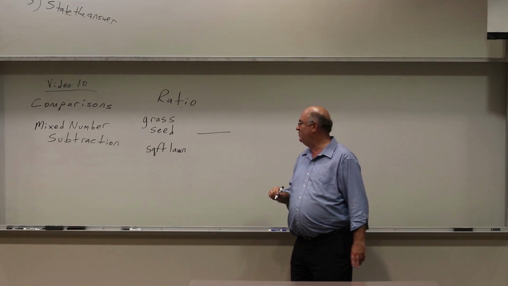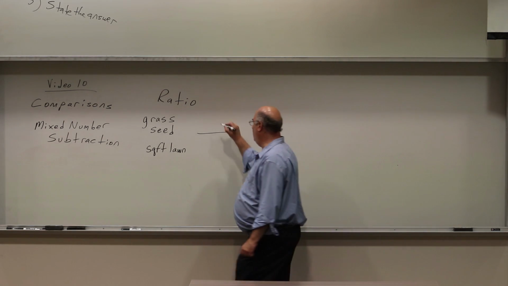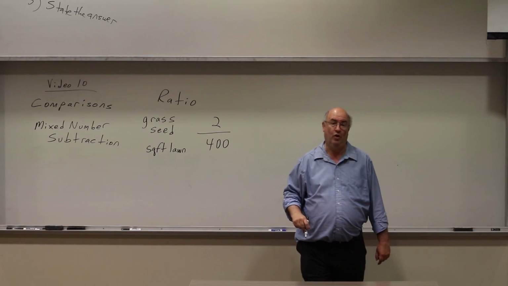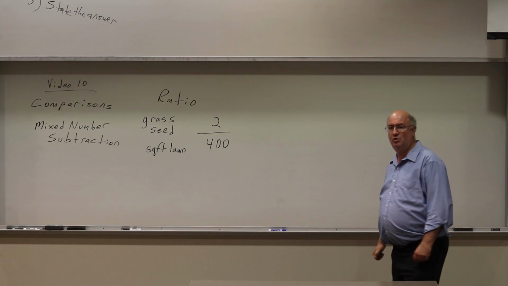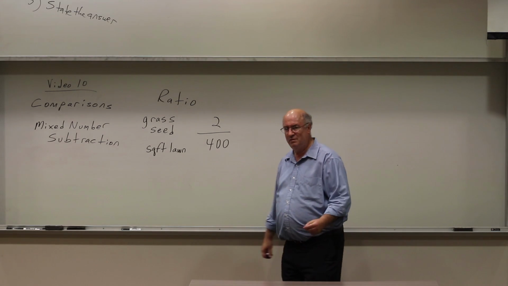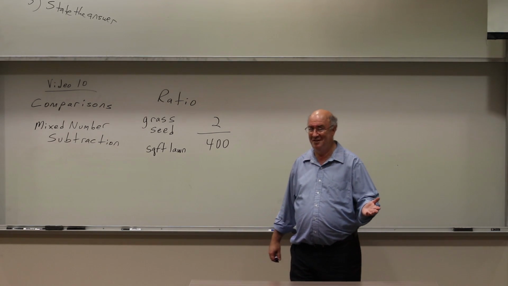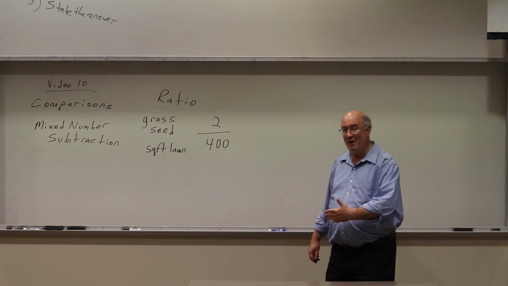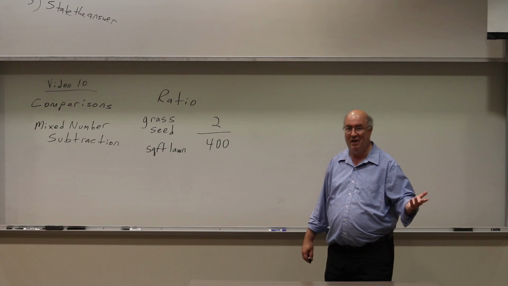Let's say we have 2 pounds of grass seed for 400 square feet of lawn. Okay. That's called a ratio. It's comparing one thing to another thing. That would be too easy, of course. So we use that comparison to figure out something else.